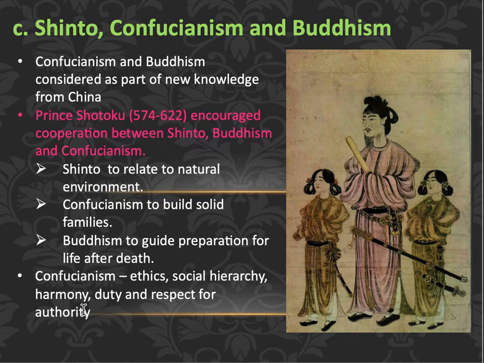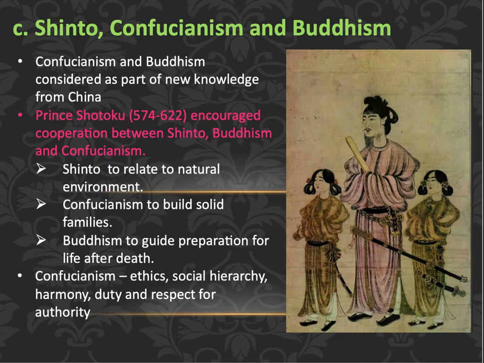So Confucianism gives you the ethics of the society, the social hierarchy, the harmony, and the duty and respect for authority. So the three religions are very important in Japan. But remember, very important, Confucianism is adopted in Japan, but the Japanese did not accept two forms of Confucianism. One is the imperial bureaucracy, and the second is the mandate of heaven.